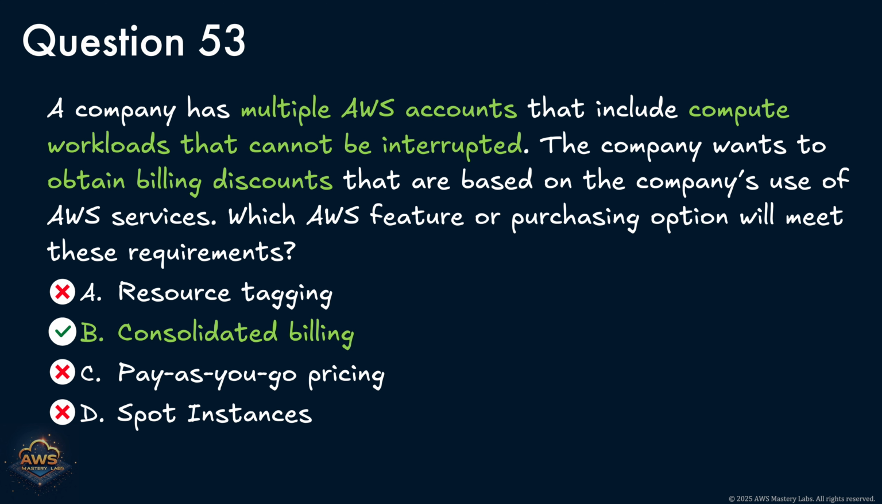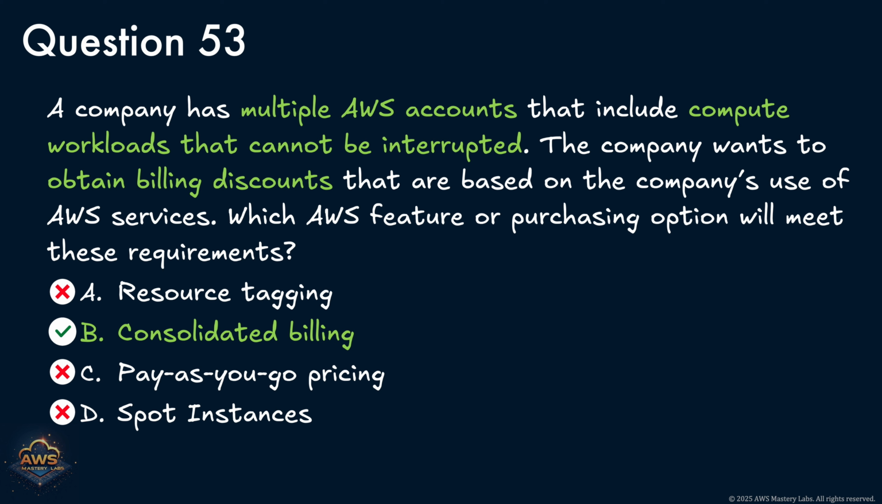Option B, consolidated billing. Consolidated billing, a core feature of AWS Organizations, allows you to link multiple AWS accounts into a single billing group. This structure enables the company to aggregate usage across accounts, unlocking volume-based pricing discounts for services like EC2, S3, and data transfer.